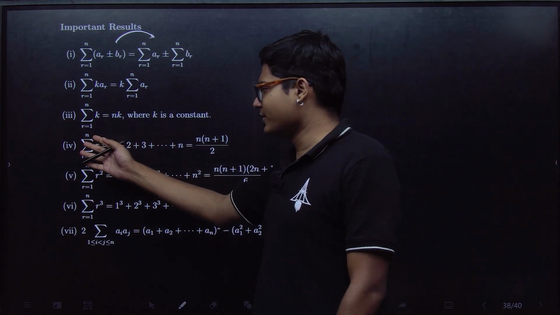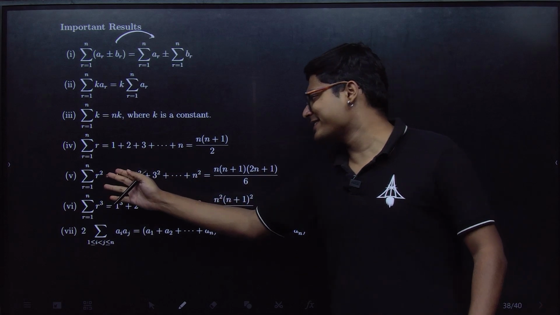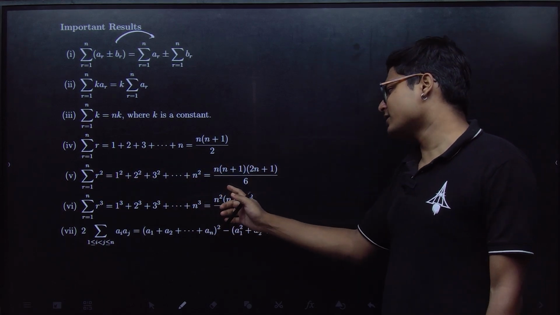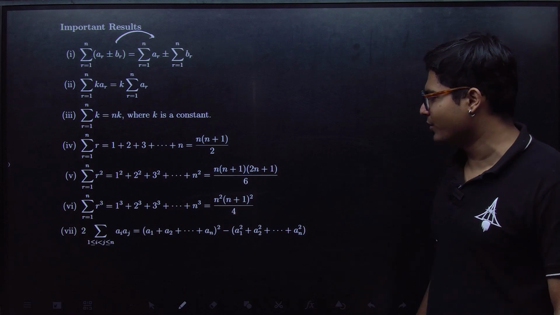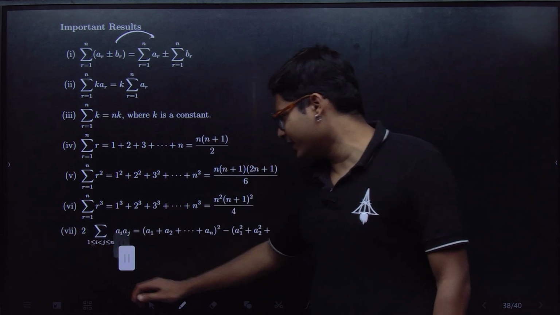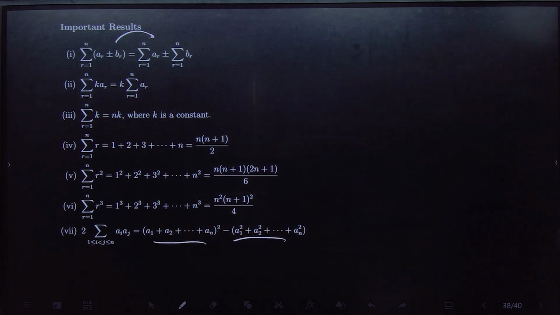Summation of r, the sum of the first n natural numbers, is n times n plus 1 by 2. The sum of the first n squares is n times n plus 1 times 2n plus 1 by 6. The sum of cubes is n squared times (n plus 1) whole squared divided by 4. And if you have a summation that looks like twice the summation of a_i a_j, that is nothing but the entire sum squared minus the sum of the individual squares. So remember these important results.